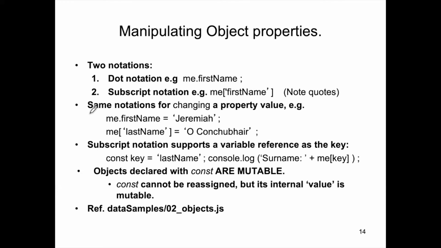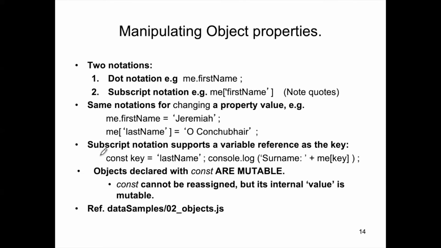I'm saying here it's the same notation that you use if you want to change a particular value within an object. So it looks like what I'm doing here is I'm changing the value associated with this key in this object. So it's a standard kind of assignment statement, and I'm making that change. Same here, you can use the subscript notation if you want to change a property value.